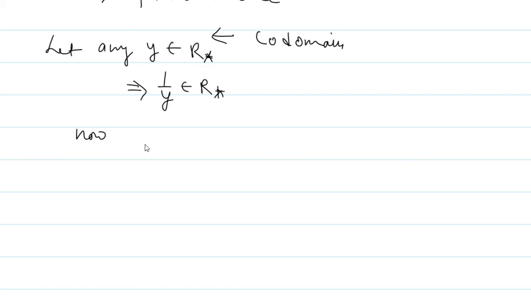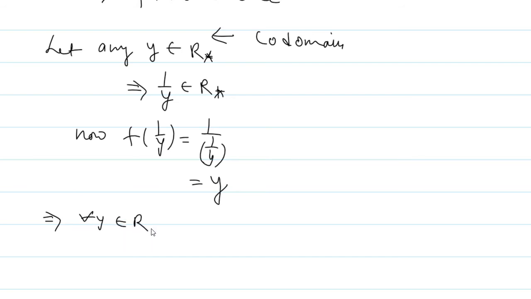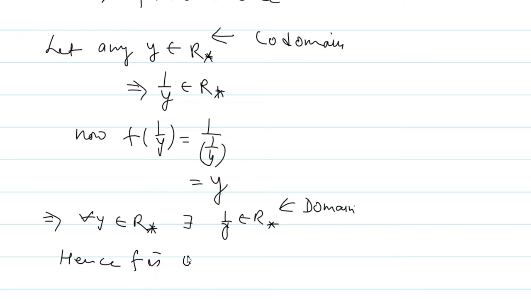Now let us find f of 1 by y. f of 1 by y, as per the definition, will be 1 upon 1 by y, and it is equal to y. Hence it implies for every y belonging to the codomain, there exists 1 upon y belonging to R star, which is the domain. Hence f is onto.